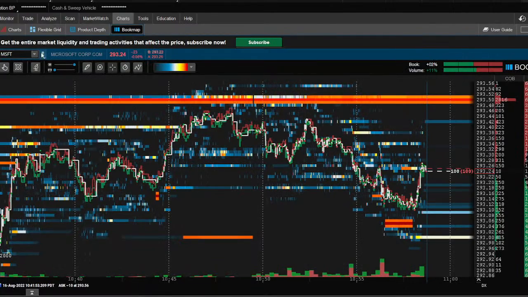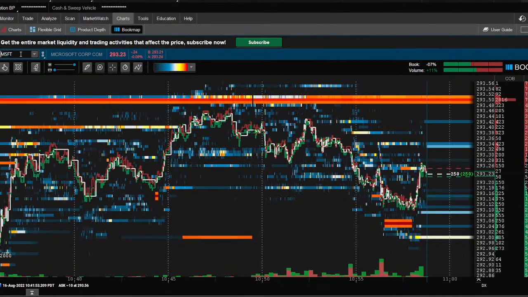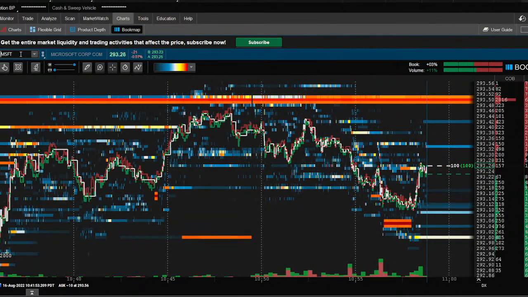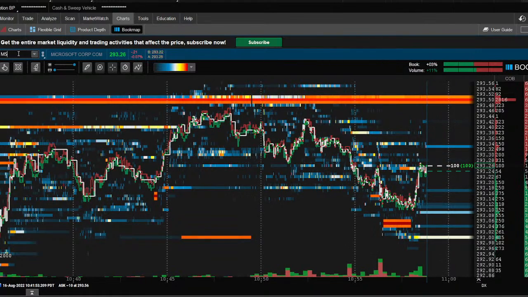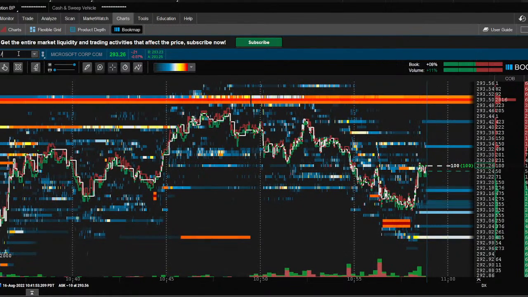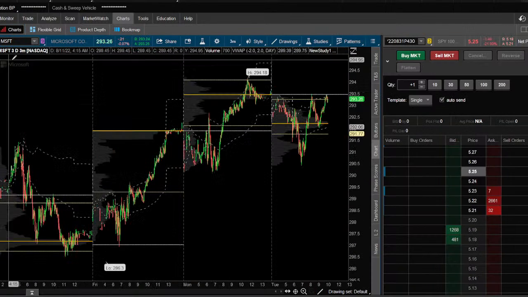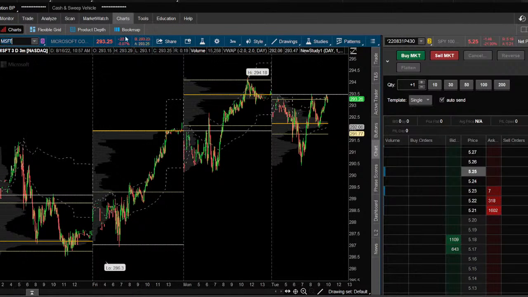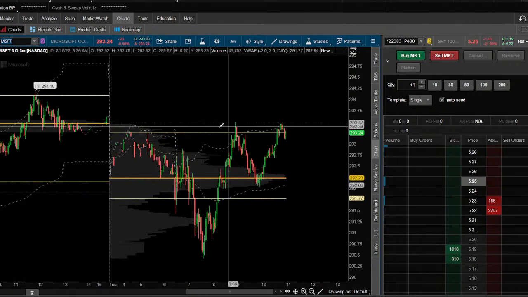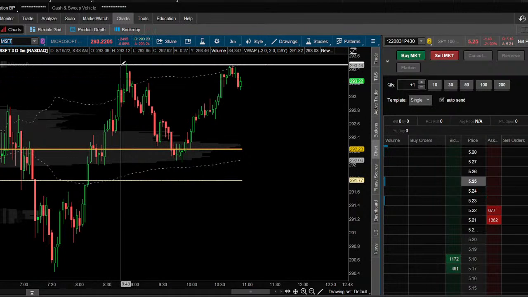Man, this thing continues to go up higher, huh? By the way, Microsoft will be on my watch list right now. But currently I'm looking at the ES now, because that's a pretty strong resistance there.